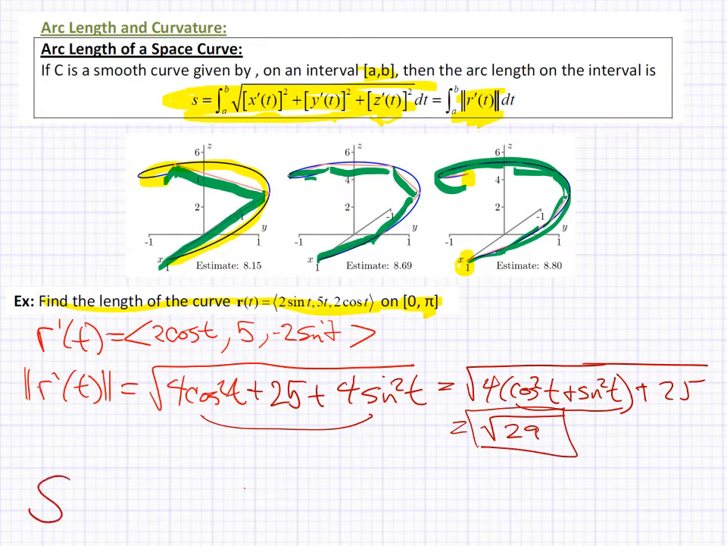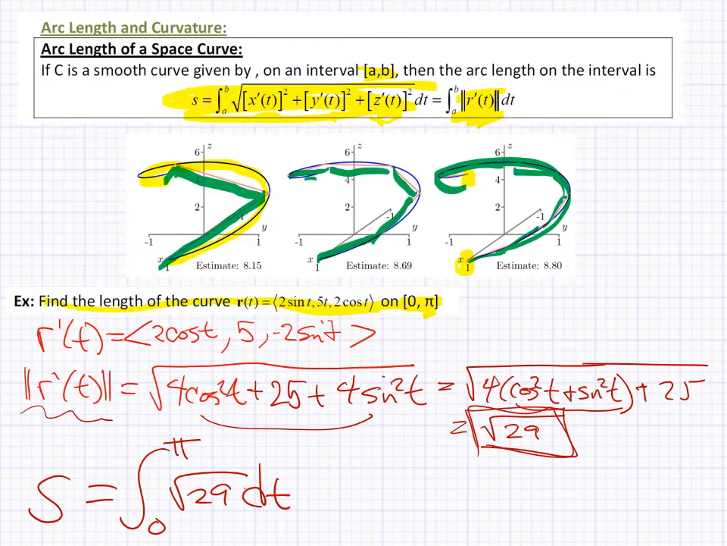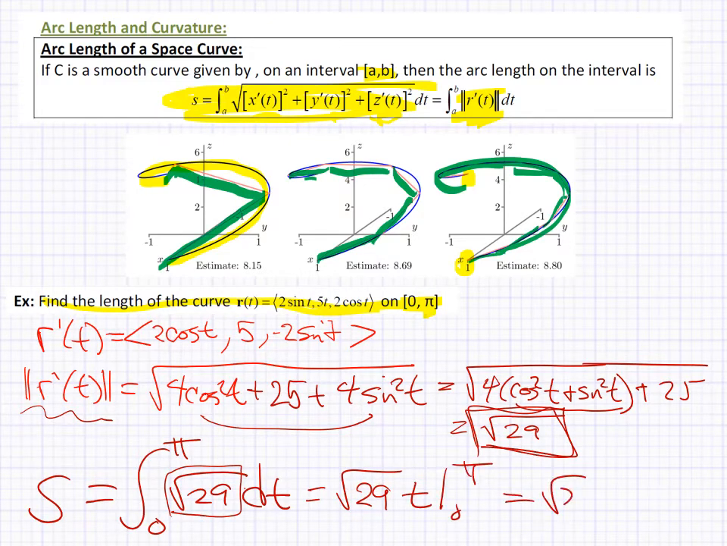So then the arc length should be the integral from, in this case, 0 to pi of the square root of 29 dt. Now, since the magnitude of r prime is a constant, this is actually really easy, but we've seen that the magnitude of r prime isn't always a constant. Sometimes it's a function of t, in which case you would have to integrate it. This being a constant is really easy because the integral of a constant is just square root of 29t from 0 to pi. I plug in pi, I plug in 0, and I get square root of 29 pi.